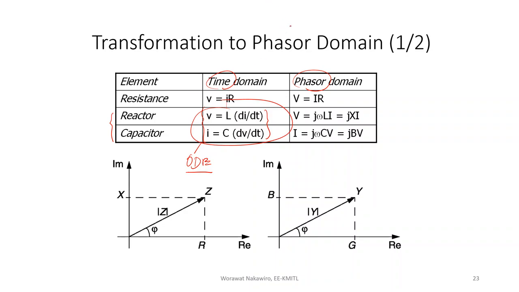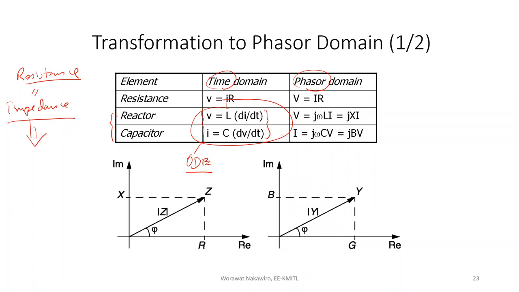By having the phasor, by converting the L and C to be in the phasor domain, right, you have created a new terminology, or a new term called impedance. Okay, impedance is like an equivalent of resistance in the DC circuit. Okay, you remember?